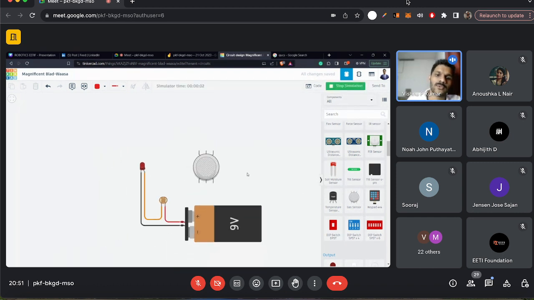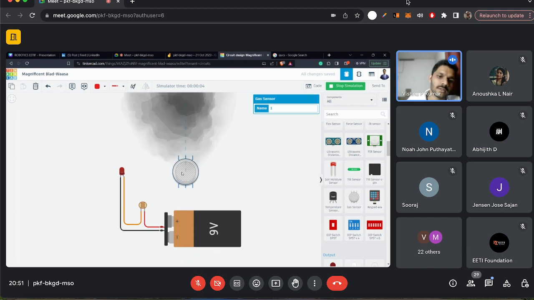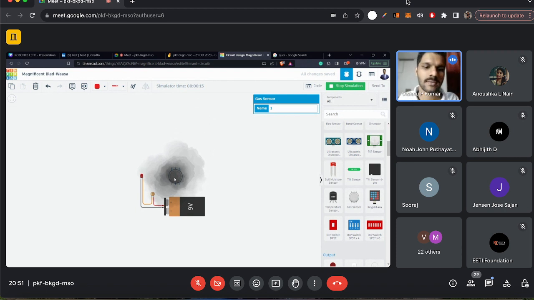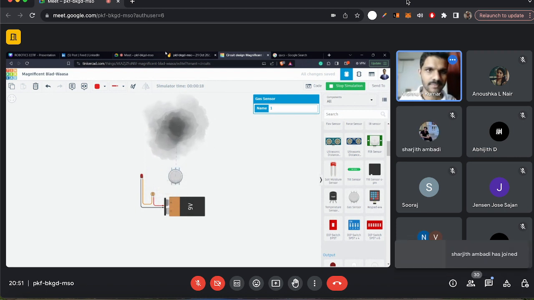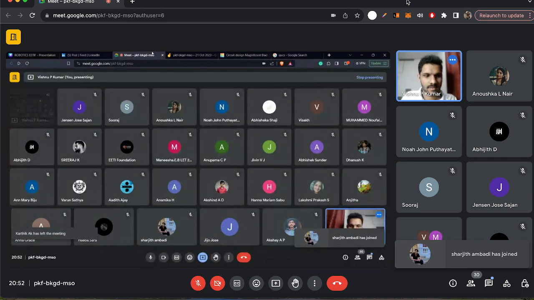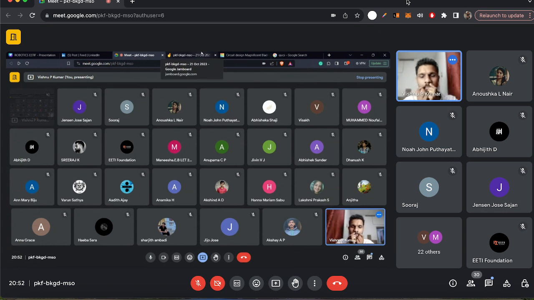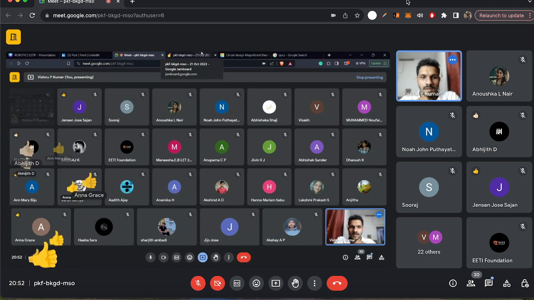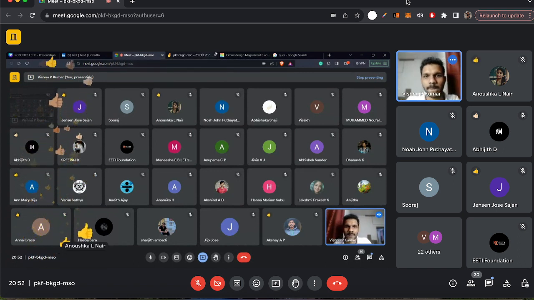Okay, so for simulating the gas sensor, we can click on the sensor, and here we get some gas, right? Then we can bring the gas closer to the sensor, and the resistance will vary. Okay, so I think that's clear for you. Okay, Anna? Okay, yeah.